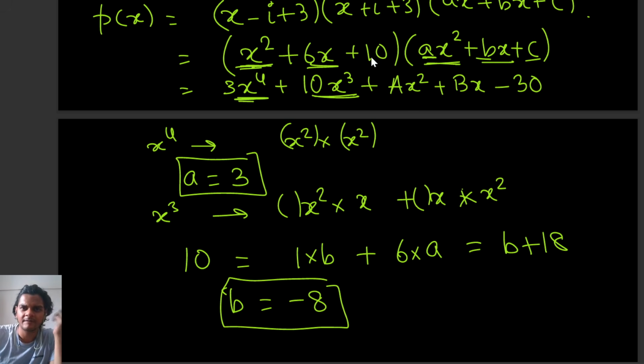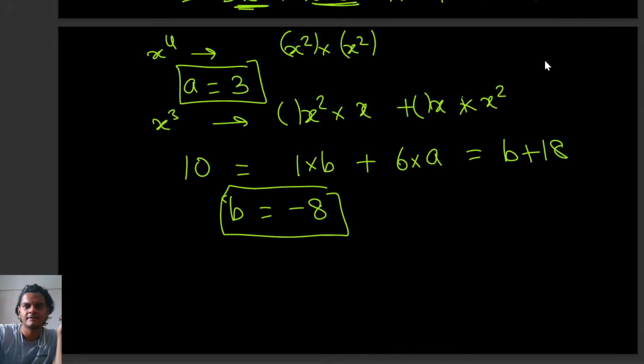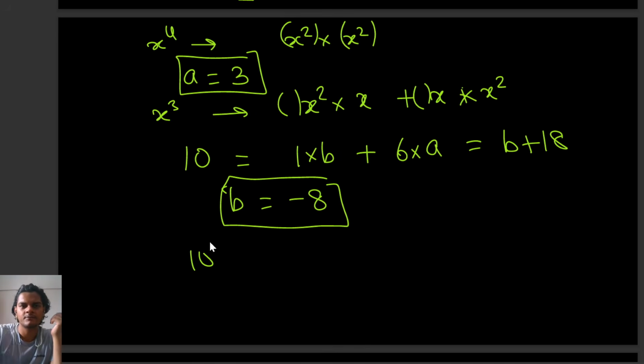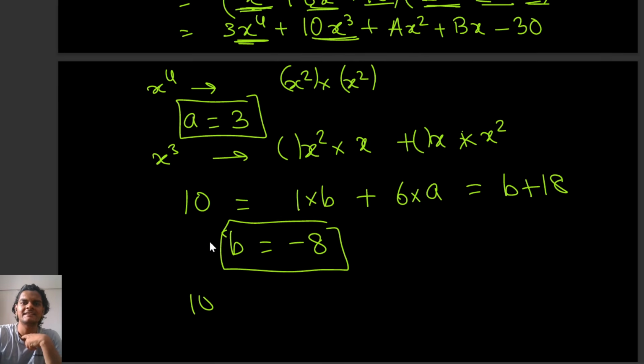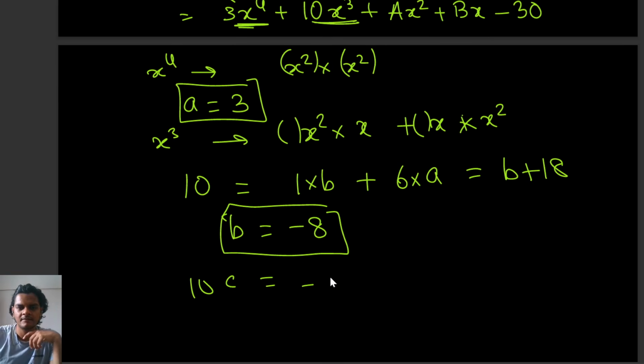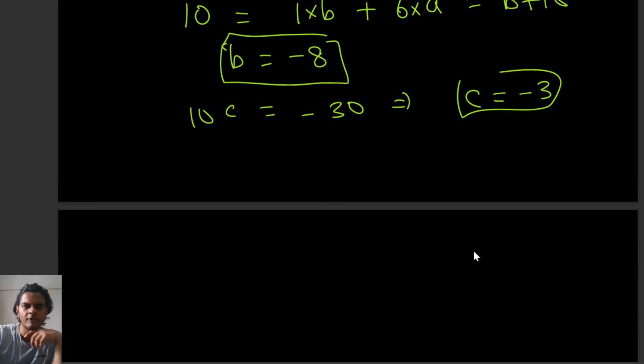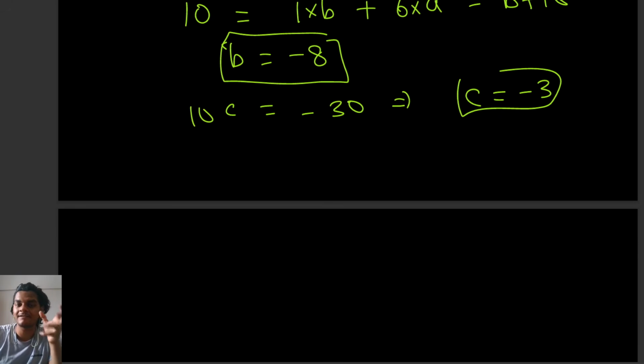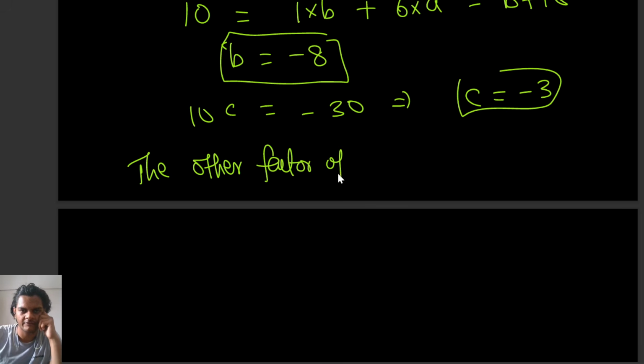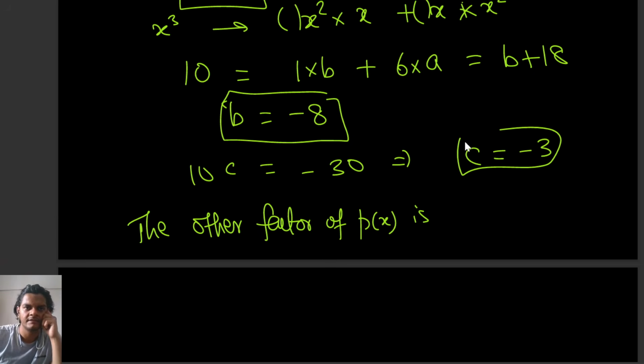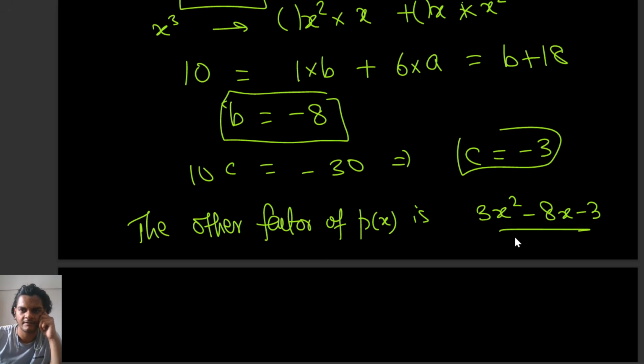C, how do we find? Just multiply the constant terms. So 10c is equal to minus 30, that would mean c is minus 3. So the other factor of p of x is 3x square minus 8x minus 3, right?